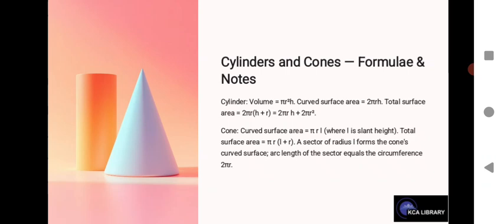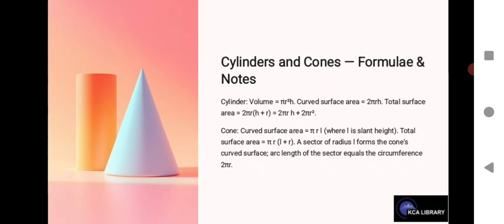h is the height. Now the cone: the curved surface area of a cone is equal to pi r L, where L is the slant height. You know a cone has a slant height. You can see from the picture, that's the slant height. Then the total surface area is equal to pi r (L plus r). So a sector of radius L forms the cone's curved surface, so the arc length of the sector equals the circumference of the base, and the circumference is 2 pi r.